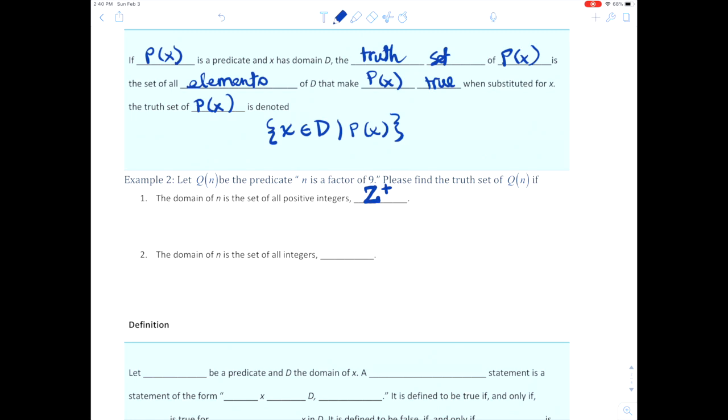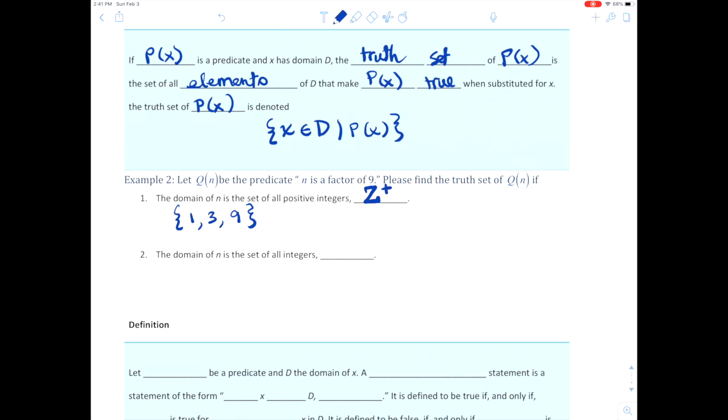So 1, 2, 3, 4, 5, 6, 7, 8, 9. Recognize that you can't go larger than 9, because then that number won't divide 9. So what do you think? Beautiful. 1 divides 9, 3 divides 9, and 9 divides 9. These are the positive integers that divide 9.